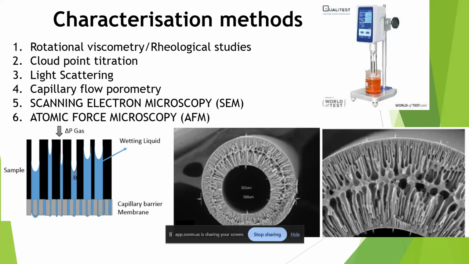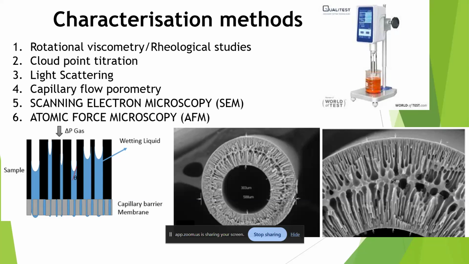Light scattering is nothing but making use of light, like UV light or any other particular kind of light, to see whether the dissolved solution is proper everywhere, that it is uniform. And another is capillary flow porometry, which will define the average pore size of the hollow fiber.